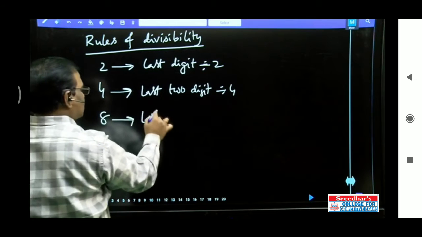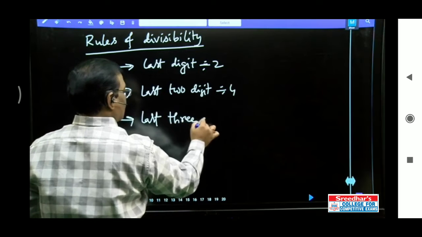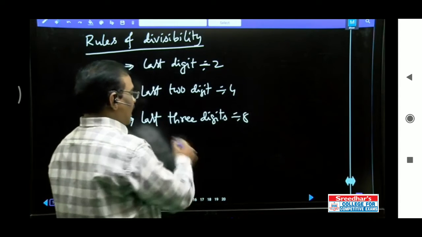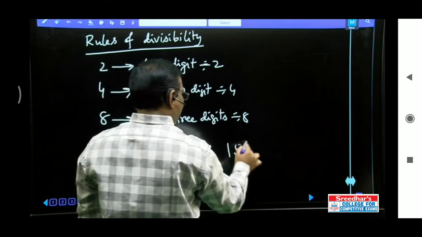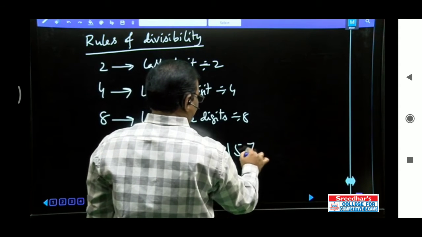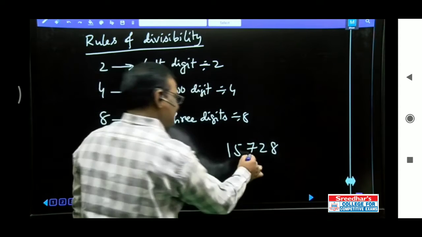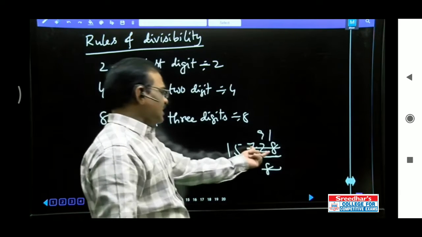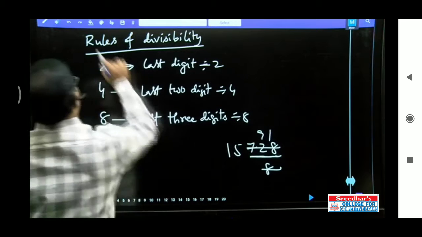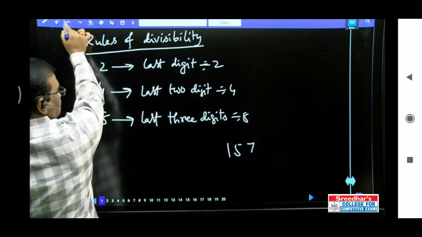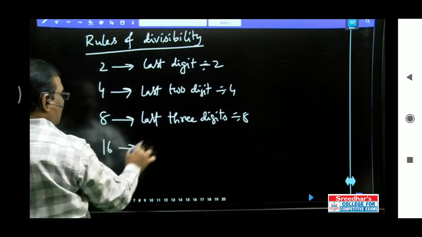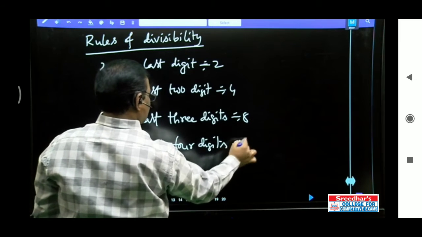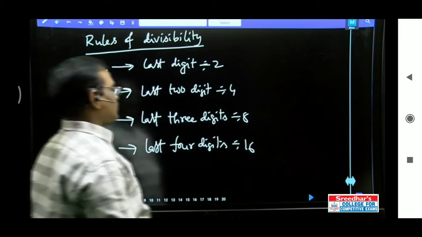For 8, if the last three digits of a number are divisible by 8, then the whole number is exactly divisible by 8. Suppose the number is 15720 or 728. Look at the last three digits: 8 cancels, 9 times in 72 and 1 time here. Therefore, if the last three digits of a number are divisible by 8, then the whole number is exactly divisible by 8. Likewise for 16, the last four digits: if the last four digits of a number are divisible by 16, then the whole number is exactly divisible by 16. These are the divisibility conditions for multiples of 2.